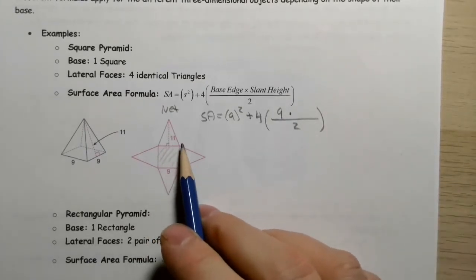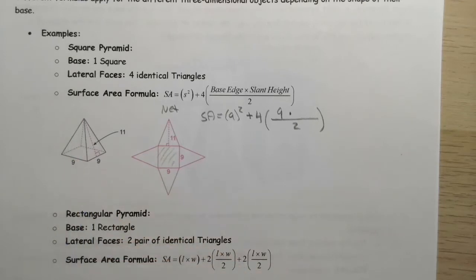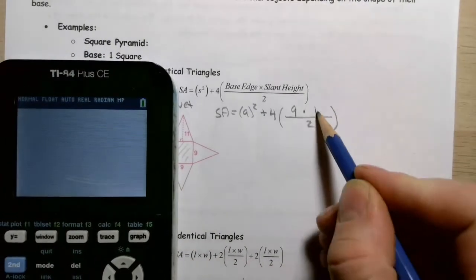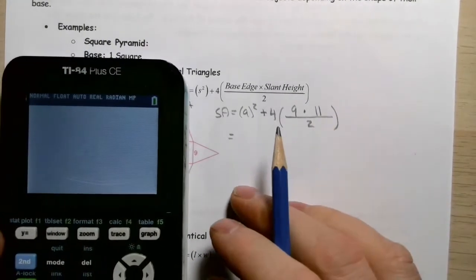And the height, well, in this case here, the slant height is given. I'm not asking you for the volume of the pyramid. We're asking you for the area. So that's what we want, the slant height here. So that's going to be 11. And now let's just go to the calculator and enter that all in.